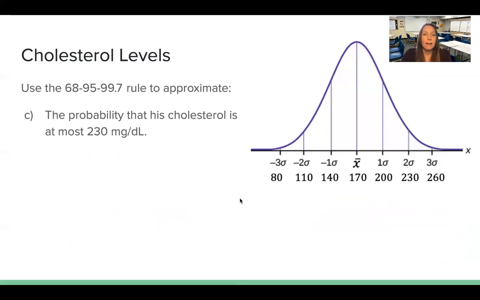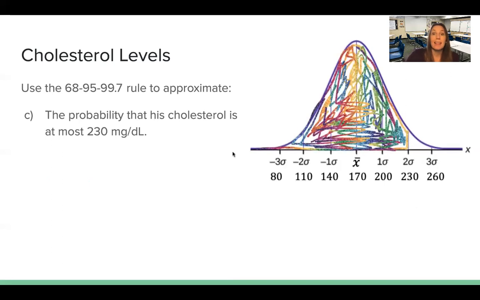All right, our last one, this should say part D, it says the probability that his cholesterol is at most 230 milligrams per deciliter. So now we're talking about a maximum cholesterol level, and we want that to be the highest. So we're talking about everything that is below that. So we're going to go ahead and find 230 on my normal distribution. And then since that is my at most, my maximum, I'm going to shade everything to the left.